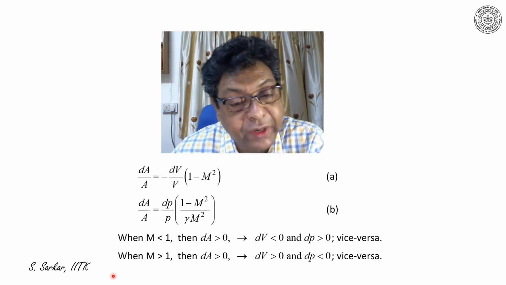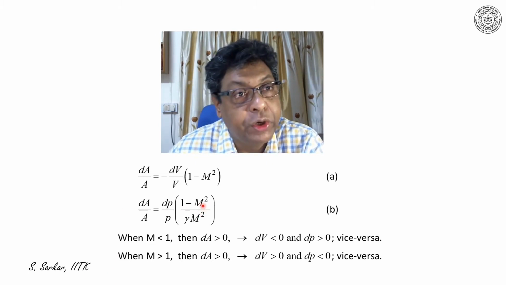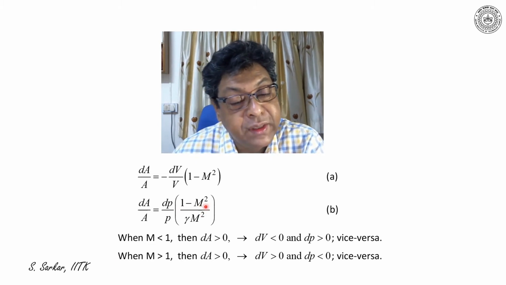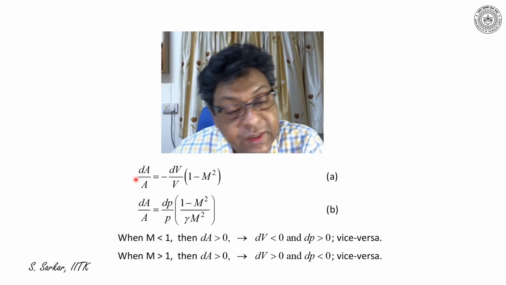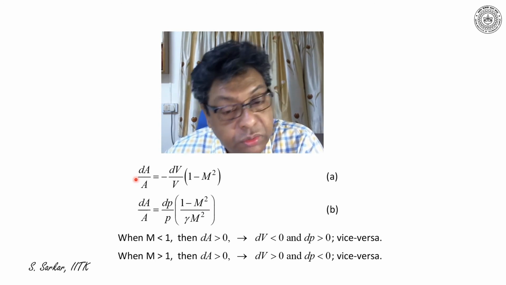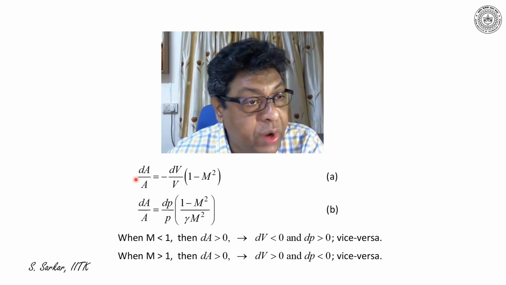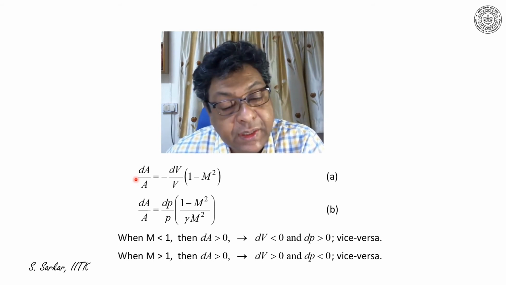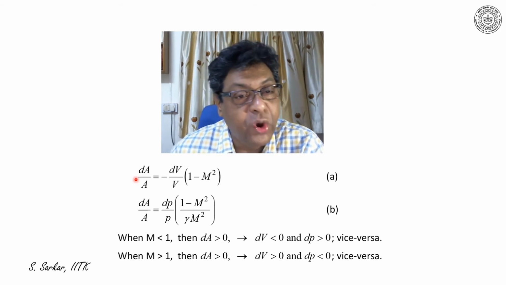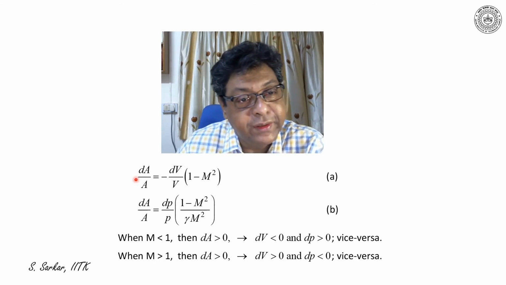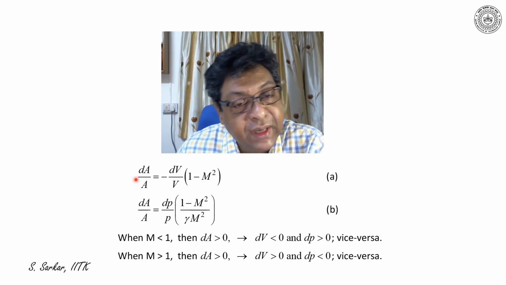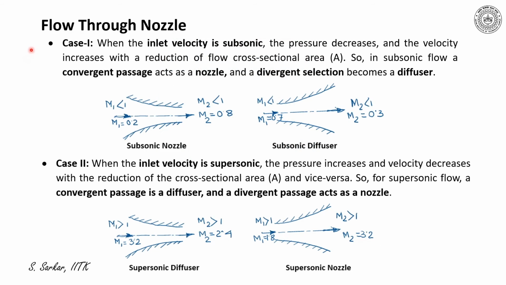And for supersonic flow, when M is greater than or equal to 1, then 1 minus M squared is negative. That is, when dA is greater than 0, dV is greater than 0, and dP is less than 0. That means for supersonic flow, as area increases, the velocity increases and pressure decreases, and thus vice versa. What I have stated earlier has been summarized here.